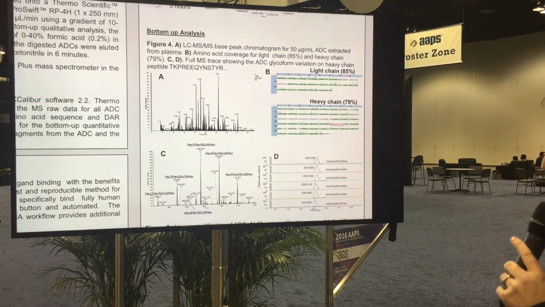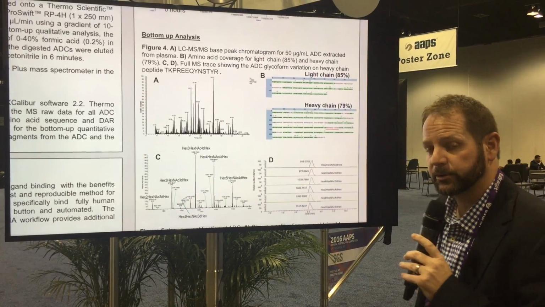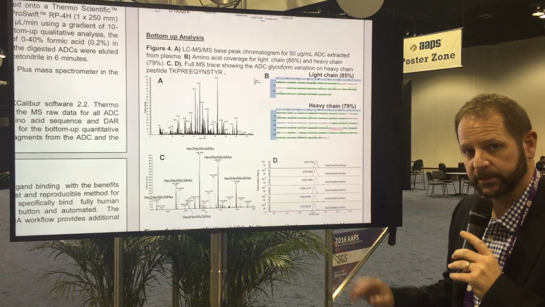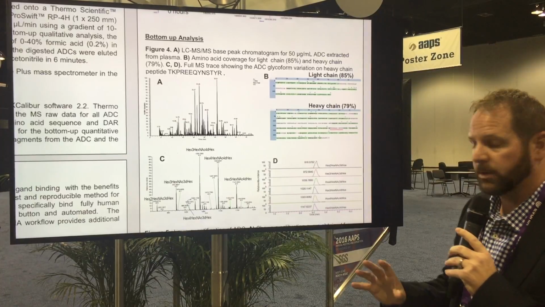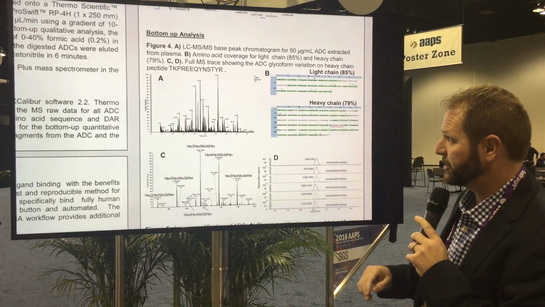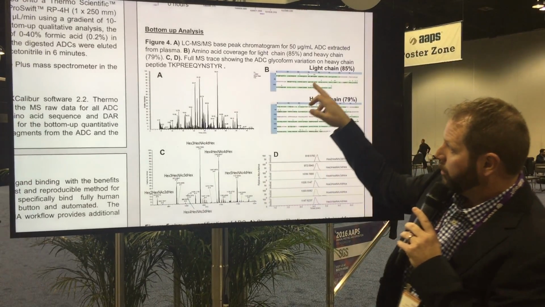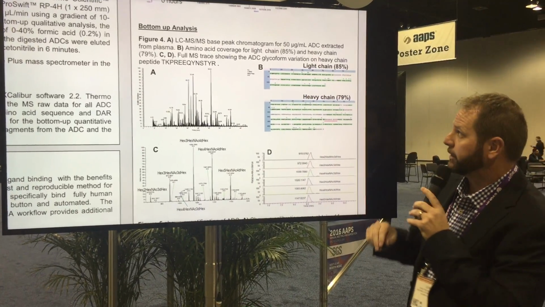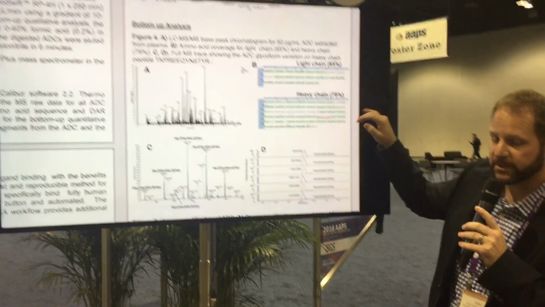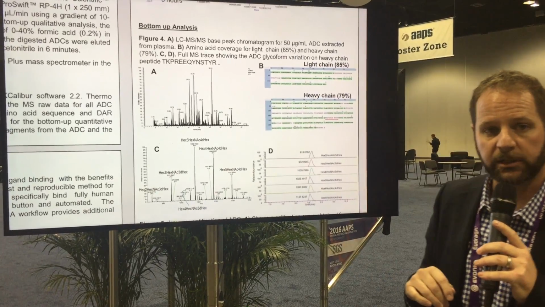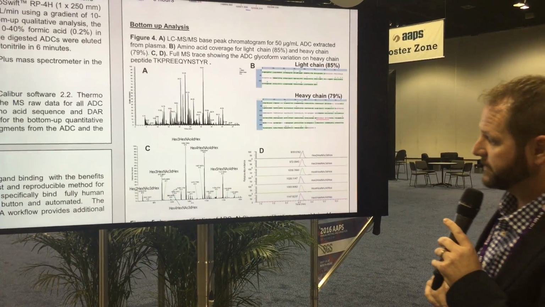So let's talk a little bit about the bottom-up approach. We've talked about intact, which gave us the ability to look at some of those differences. Now let's zoom in and do a bottom-up approach. We're going to digest it. And you can see here as we digest it, we get pretty good coverage. We're getting better than 79% coverage in both the heavy and light chain of this ADC.